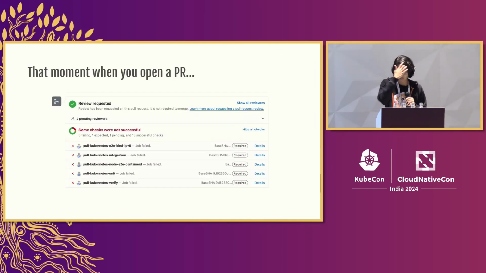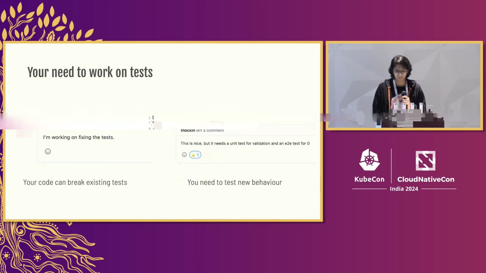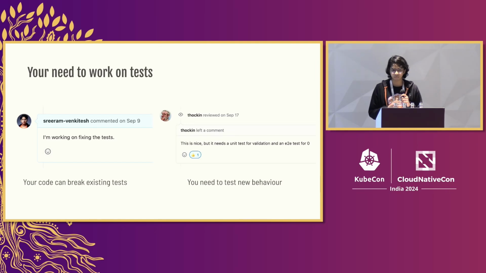So this is something that you might have seen if you have opened a pull request to the Kubernetes project. There are a lot of different tests that run as CI jobs against your pull request, and if you are not familiar with it, you can open a pull request and you might break a lot of these jobs. So there are two aspects of this. Whenever you're opening a pull request, the changes that you make to the code can either break existing tests, which is what happened on the left-hand side.